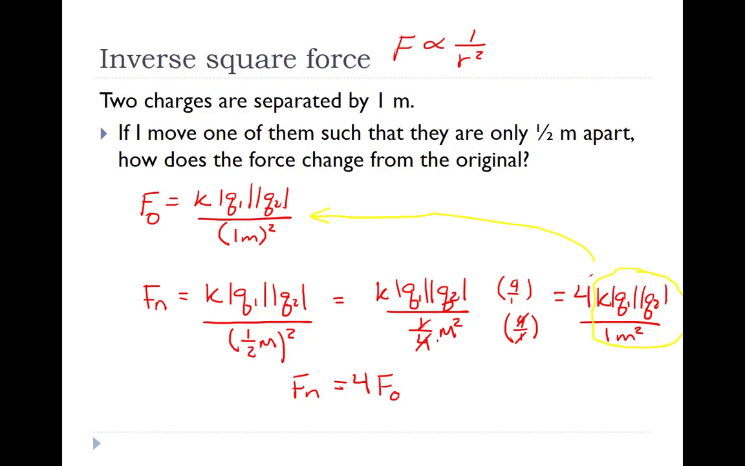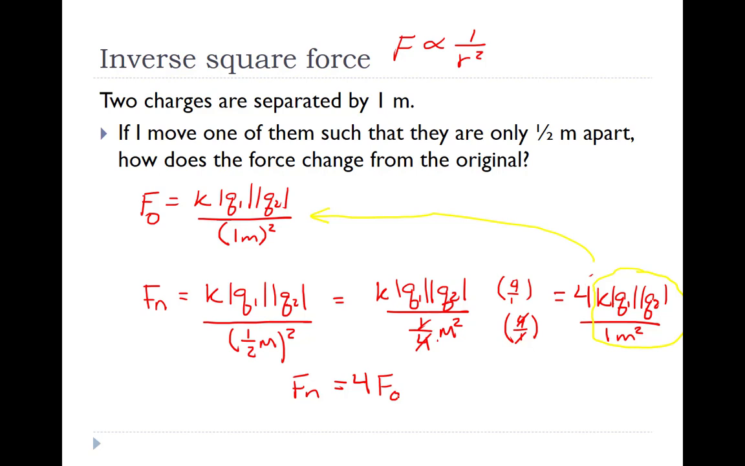So by decreasing the distance by a factor of 2, it went from 1 to 1/2. The force increased. I decreased the distance, the force increased. So there's that inverse coming in again. But not by a factor of 2, instead by a factor of 4, because it's an inverse square force.